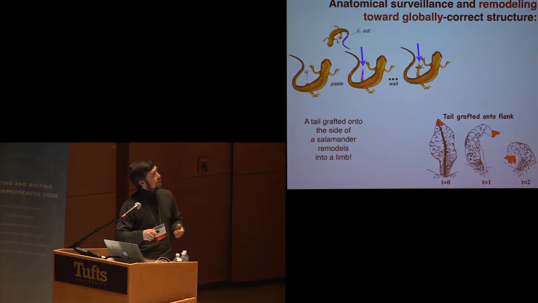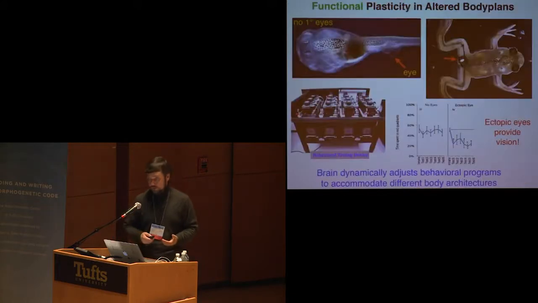If you transplant, these are really old experiments, if you transplant a tail to the site of a limb, over some amount of time, even the cells at the tip of this tail get the message that this whole structure needs to be something different at this anatomical location, and they slowly remodel, right? So there's this massive sort of anatomical surveillance and readjustment.